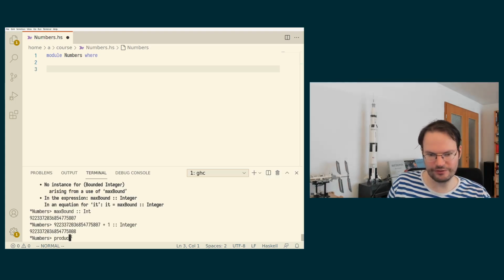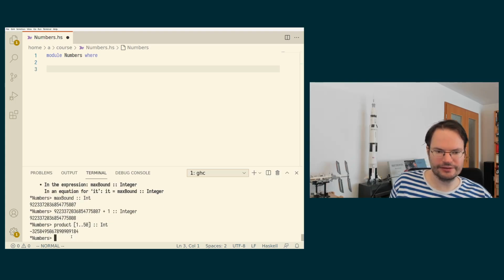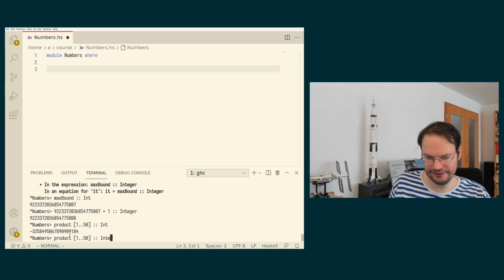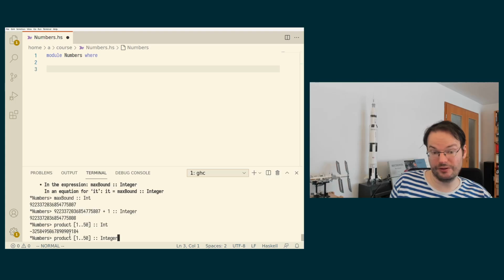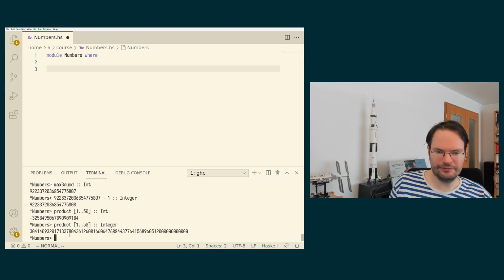Another thing that you can try is you can compute the product of the numbers from 1 to 50, and you can try to compute that as an Int, and you get a negative number indicating that something has gone wrong, and you apparently have had an overflow somewhere. But even if you got a positive number here, it would not be clear that it is the correct result, right? And we see if we compute this as an Integer, we get, in fact, a much, much larger result.